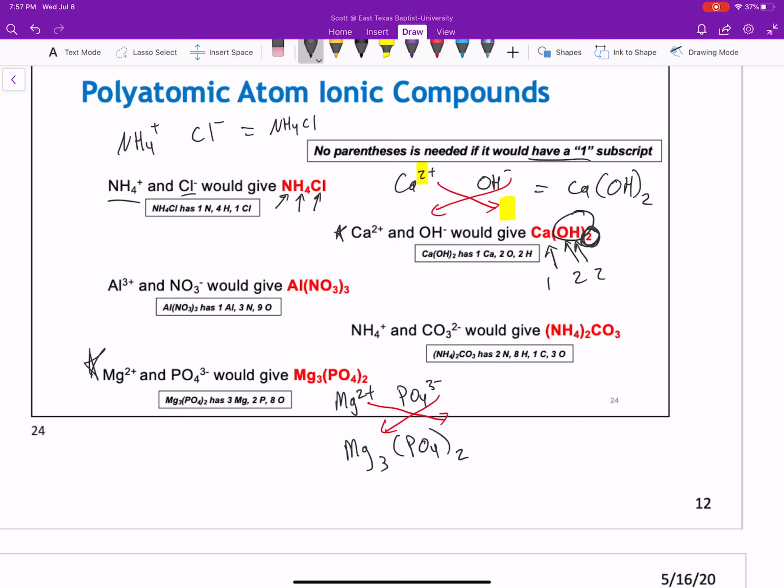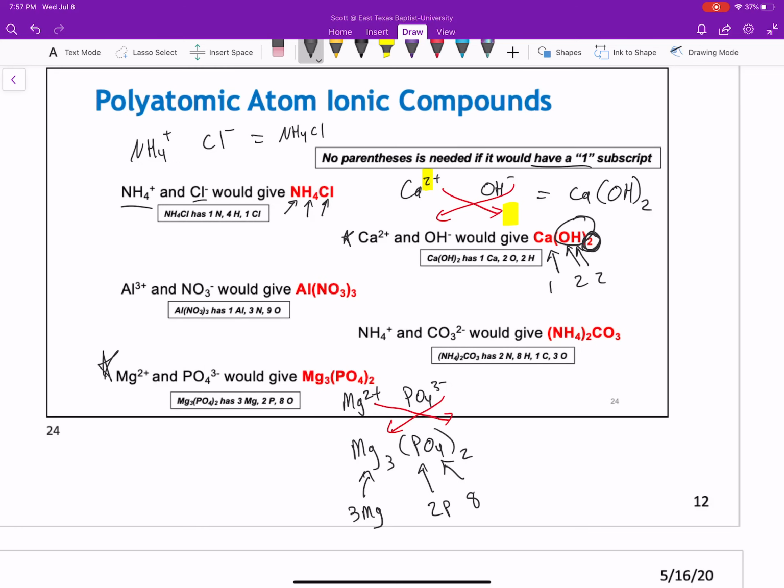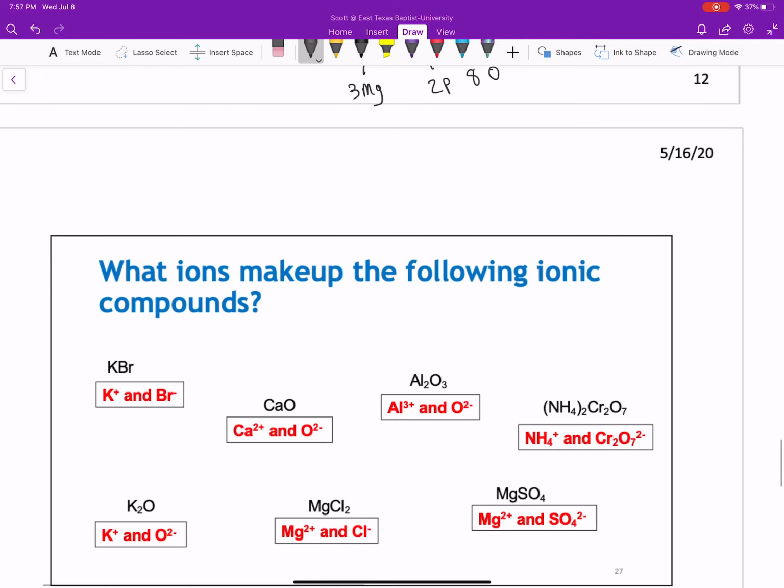And if you were tallying up the atoms, you would say that it has 3 Mgs, and then 2 phosphorus, and then 4 times 2, so 8 oxygens. So don't forget that subscript multiplies this entire entity by 2. Okay, so go ahead and try out the other ones and see if you can figure it out.